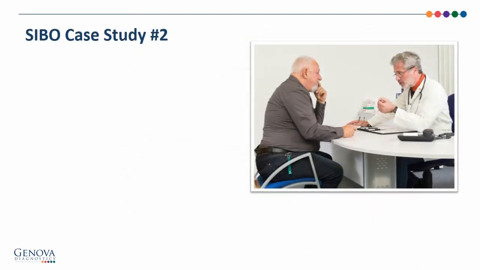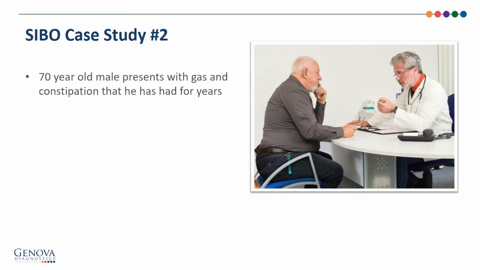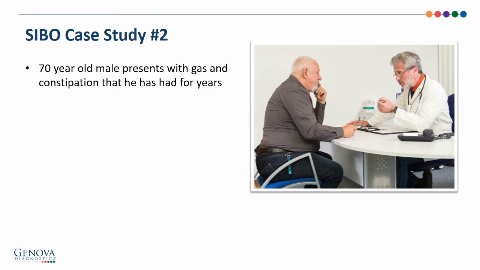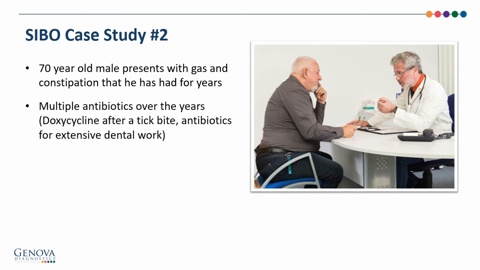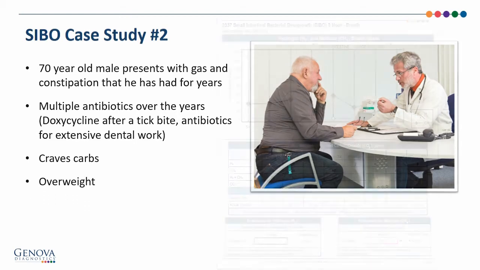The second case is about a 70-year-old man with gas and constipation that he's had for years. He's had multiple antibiotics over the years for various reasons, like after a tick bite and dental work and other reasons. He craves carbs and he's overweight.